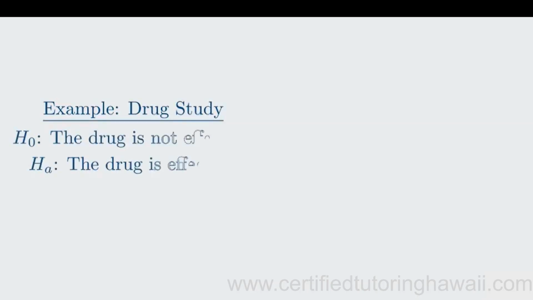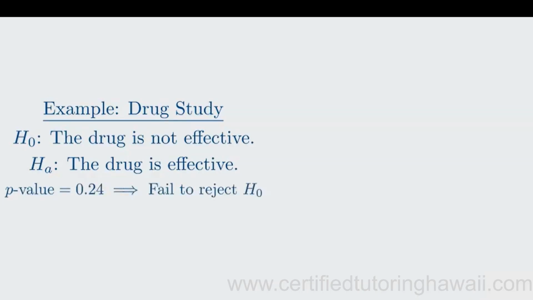Let's go back to our pharmaceutical example. The null hypothesis is that the drug is not effective, while the alternative hypothesis is that the drug is effective. If the researchers get a large p-value, say 0.24, they will fail to reject the null. They'll conclude there isn't enough evidence to say the drug works.